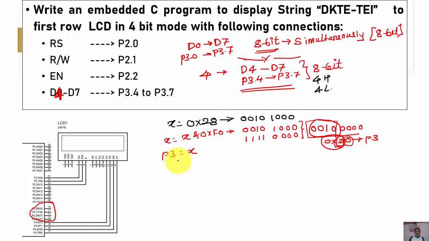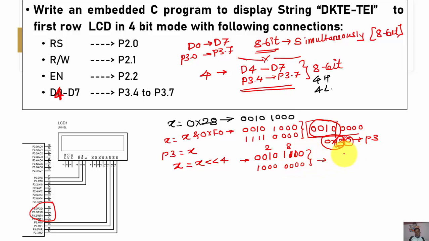Now next, the lower 4 bits also we have to transfer. Then what will I do? Simply x = x shifted to left by 4 digits, right? So what will happen? Initially it is 0 0 1 0 1 0 0 0, that is 0x28. Now it is shifted to left by 4 digits, okay, so because of that it is 1 0 0 0 0 0 0 0.